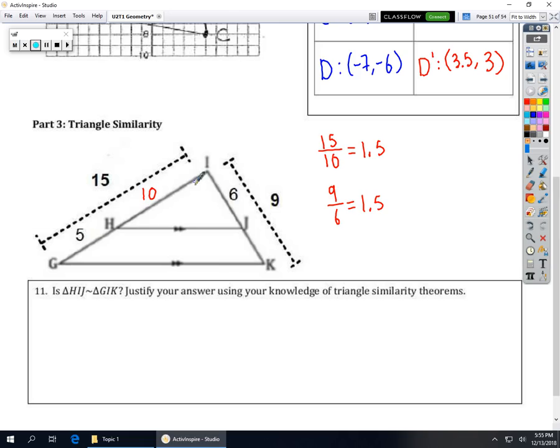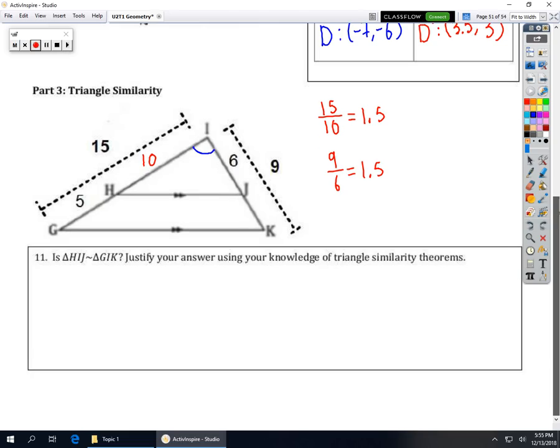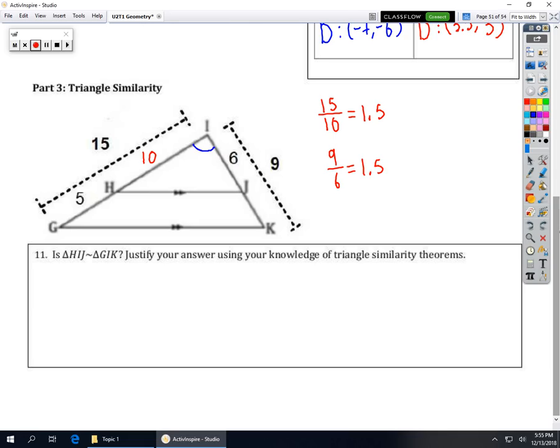However, I do know that angle is congruent in this triangle. That angle exists in the small one, and it exists in the large one. They're the same angle. We call that the reflexive property. So, are these triangles similar? They are absolutely similar. They are similar by the SAS. That's side angle side.